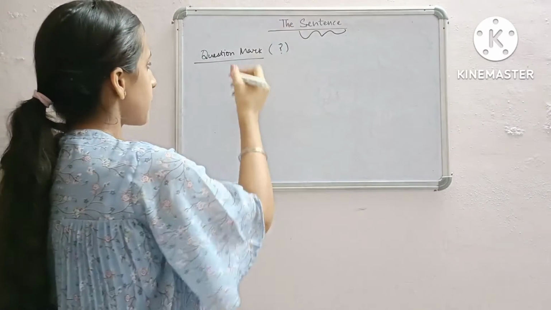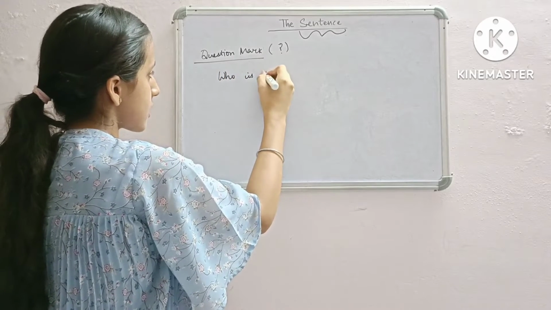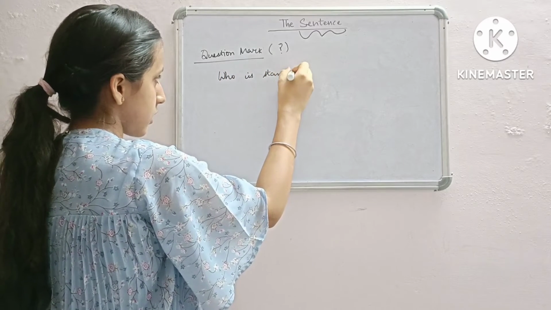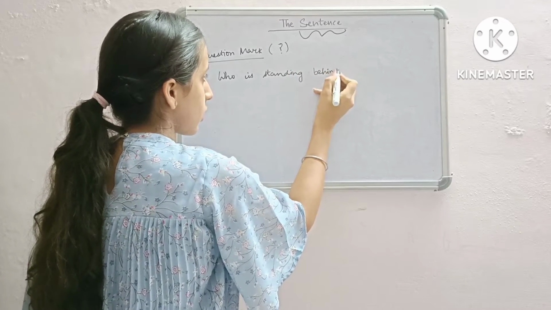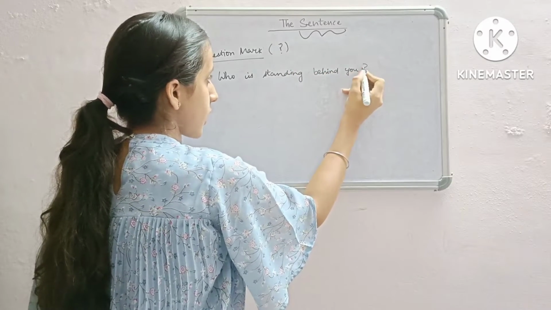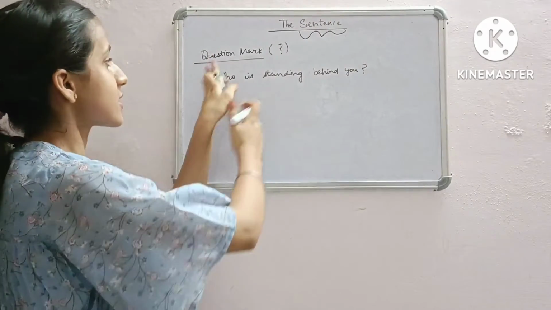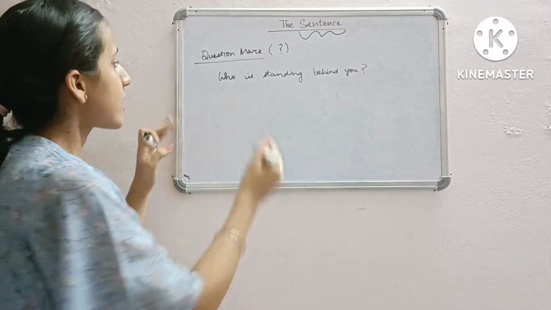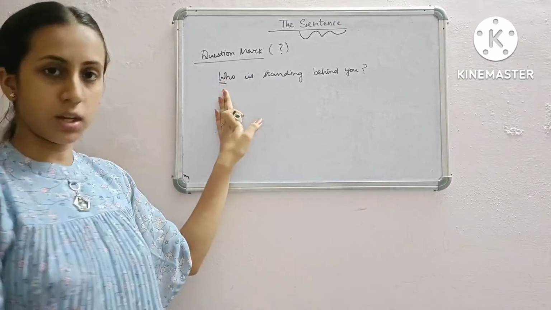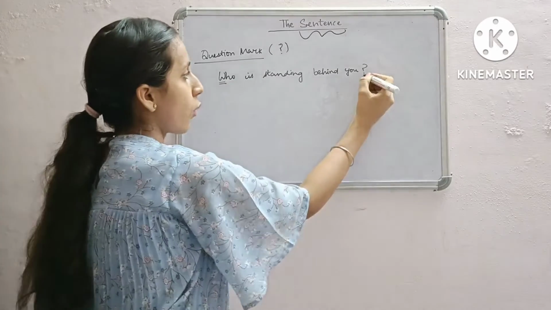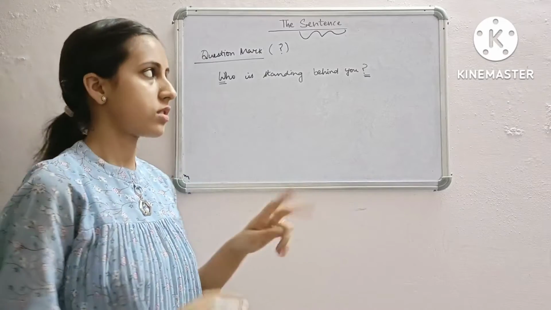Okay? Like for example, it's basically, who is standing behind you? And it ends with a question mark. This is a complete sentence, but it's a question, no doubt. Why is it a complete sentence, we say? Because it starts with the W, that's capital, and ends with a question mark at the end. So obeying the two rules that we discussed earlier.